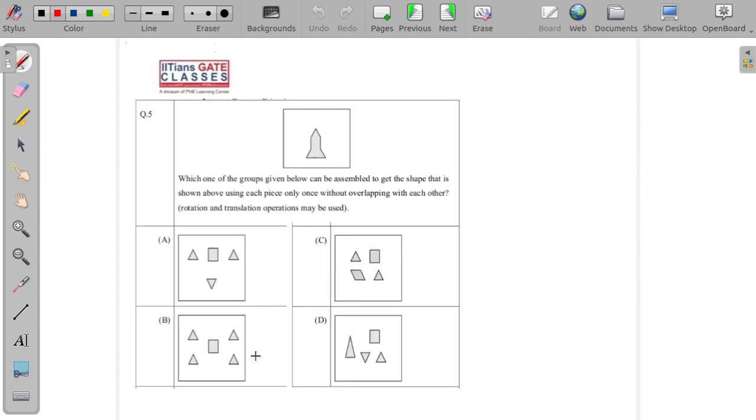Which one of the groups given below can be assembled to get the shape that is shown above? Using each piece only once without overlapping. Rotation and translation, they can be used. So let me just draw this once.